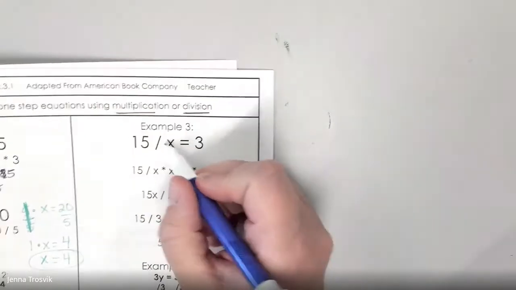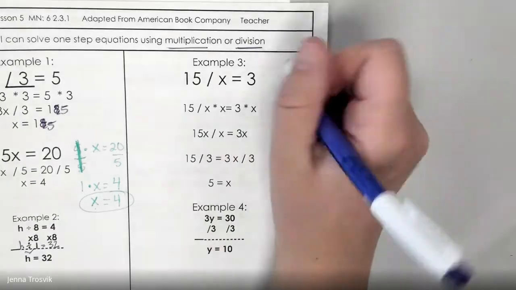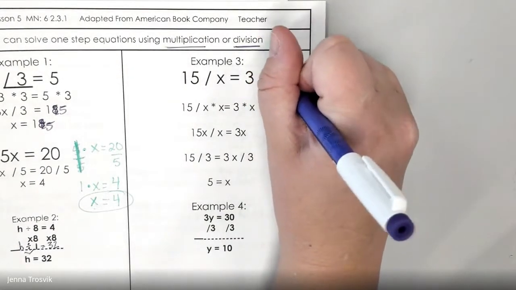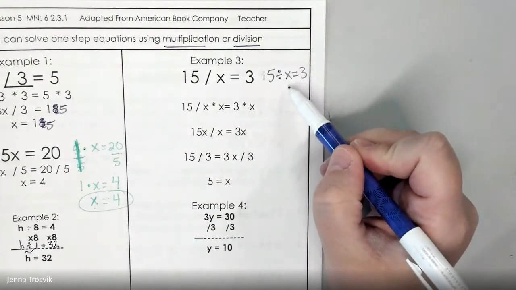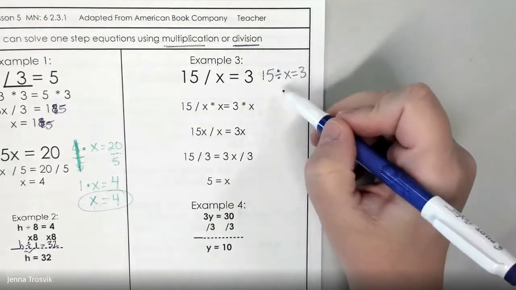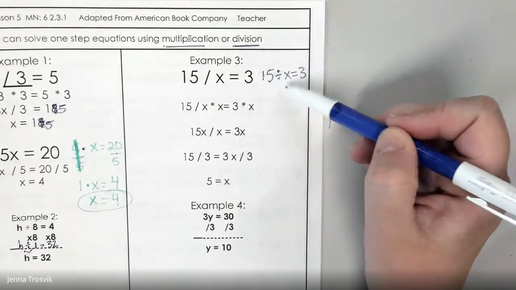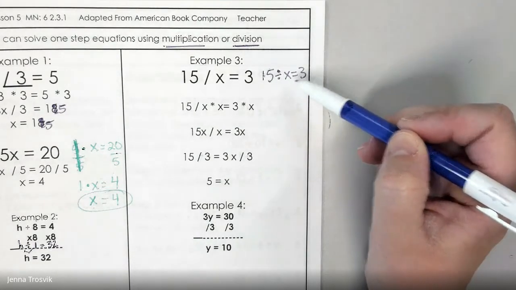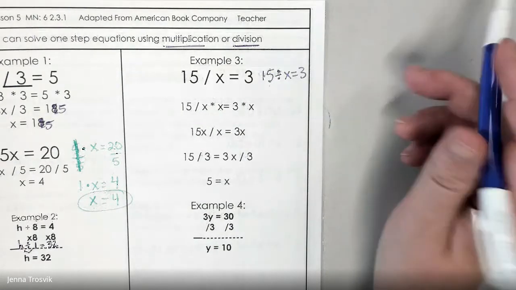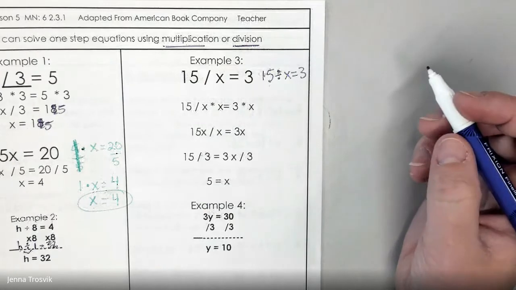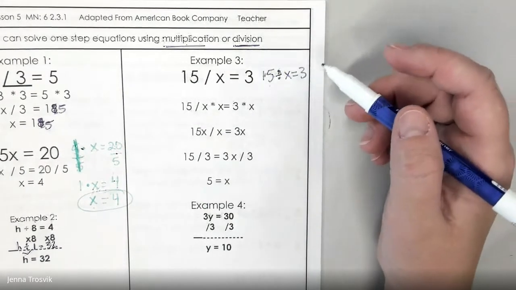All right, let's skip to example number 3. We have 15 divided by x equals 3. The opposite of divide would be multiply. If I want to get x by itself, here's the tricky part. I have the number first. So I want to know what smaller number I can divide out to get a smaller number. This is where it gets a little tricky. It's kind of like the subtraction on our last lesson. So we're going to have to do multi-steps.